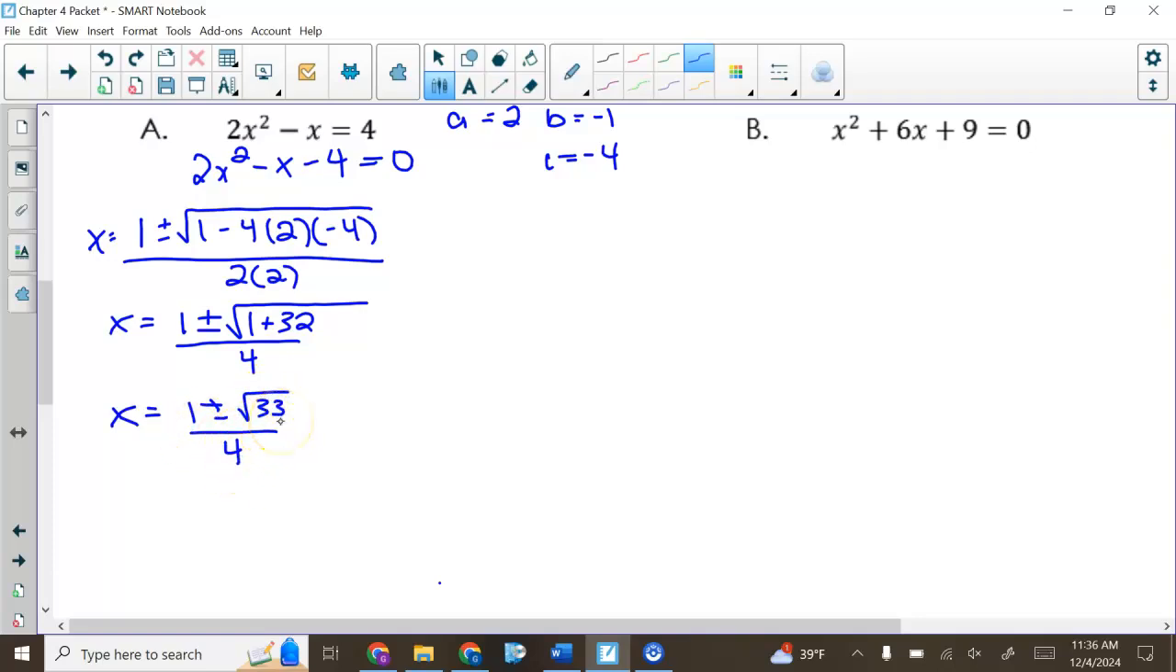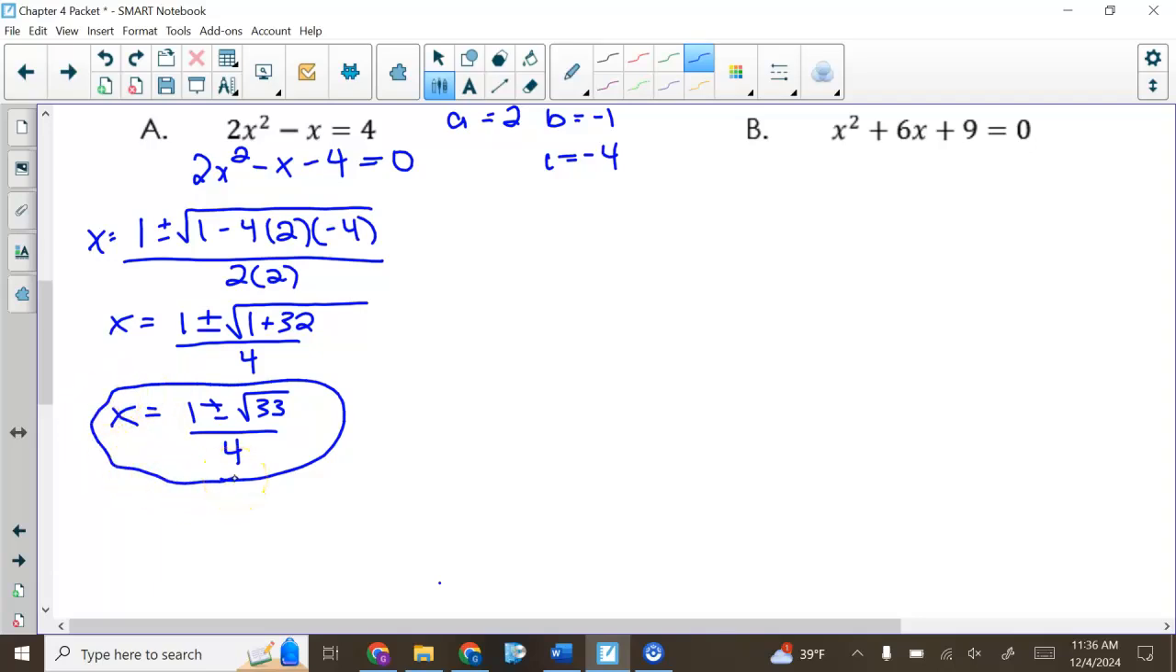33 is not a perfect square, so we can't simplify that to be a whole number. And I can't pull any perfect squares out of it, like square root of 4 or square root of 9. Nothing can be simplified, so that's going to be your answer. So that's how I want you to leave that.